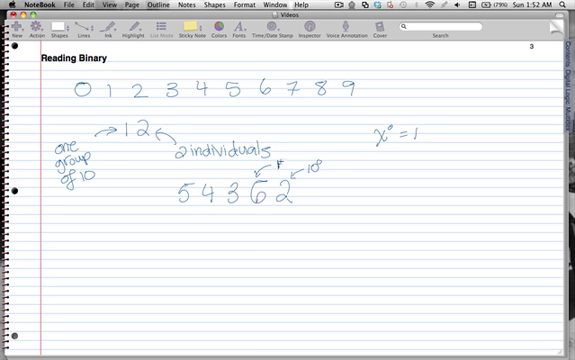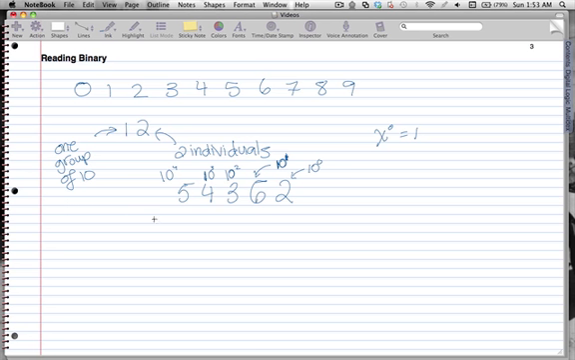So every time you move over a position, you increase the power by 1. So this is the tens group, so we call this 10 to the 1. And this will be the hundreds group, which is 10 to the 2. Thousands group is 10 to the 3. And the tens of thousands group is 10 to the 4.